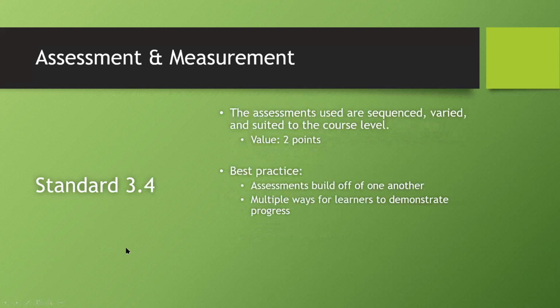Standard 3.4, the assessments used are sequenced, varied, and suited to the course level. This is a 2-point value. What this means is that you want your assessments to build off of one another. You want them to increase in difficulty as you go along. You don't want to start off with something difficult and then go to something easy. You want to start off with an assessment that is suited at the proper level of the course and increase.